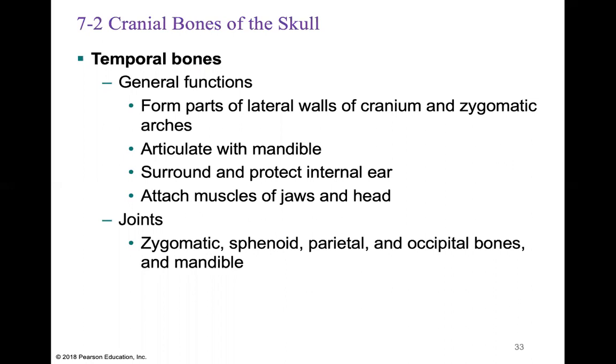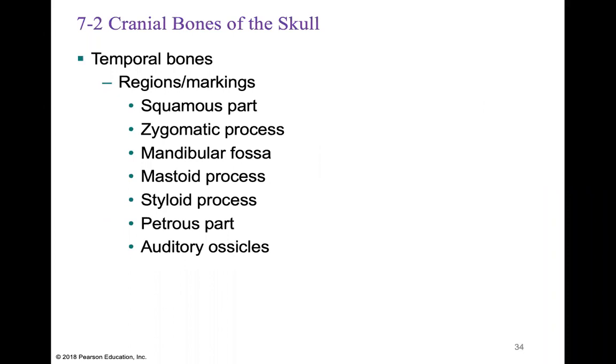All right, temporal bones. This is going to form parts of the lateral walls of the cranium and zygomatic arches. The temporal bones will articulate with the mandible. They will surround and protect the inner ear, internal ear, and they will attach muscles of the jaws and the head. The temporal bones will form joints with the zygomatic, sphenoid, parietal, and occipital bones, as well as the mandible, which is a movable bone.